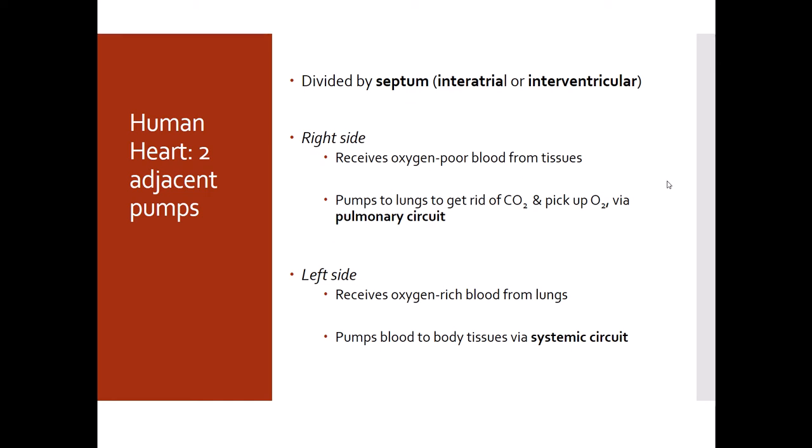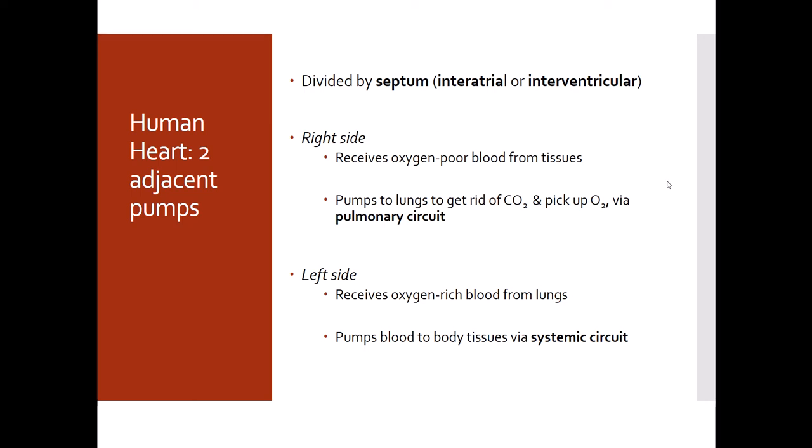The 2 atria are separated by the interatrial septum, a little piece of fibrous tissue that separates them. The 2 ventricles are separated by the interventricular septum. And you can actually get holes in the septa, both interatrially and interventricularly, and depending on the size of the holes, it can interfere with your heart function.